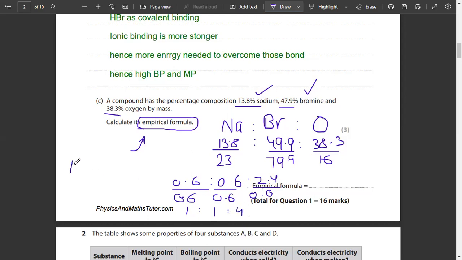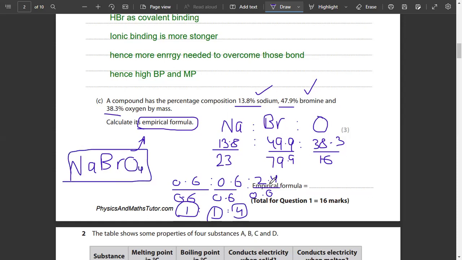Now what do you have to do? Write all these elements now. With Na you get 1, with Br you get 1, and with O you get 4. So the empirical formula is NaBrO4. This is how you calculate the empirical formula of a compound, and this would be your answer.